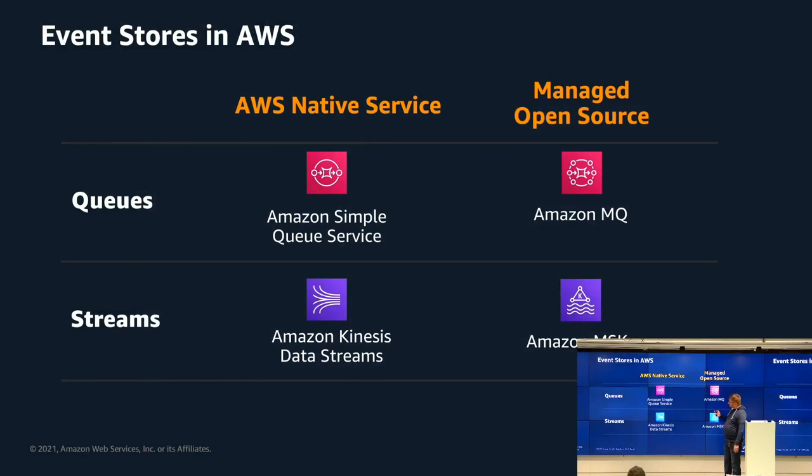Now, when it comes to the AWS services, there are a lot of them. I split them into native services and managed open source, right? There are services for queues, such as Amazon SQS, or Amazon MQ if you want to work with managed open source. And for streams, it's Amazon Kinesis Data Streams and Amazon Managed Kafka.